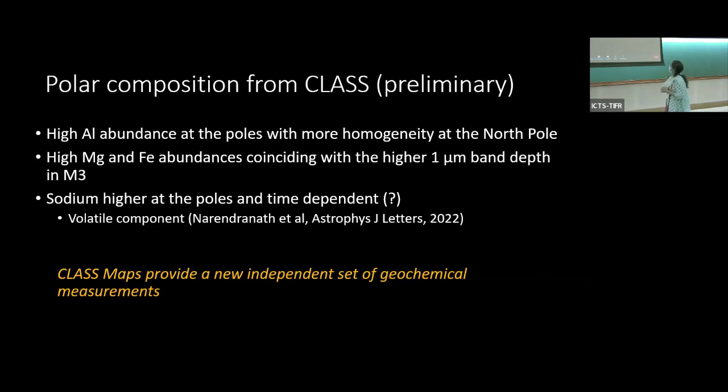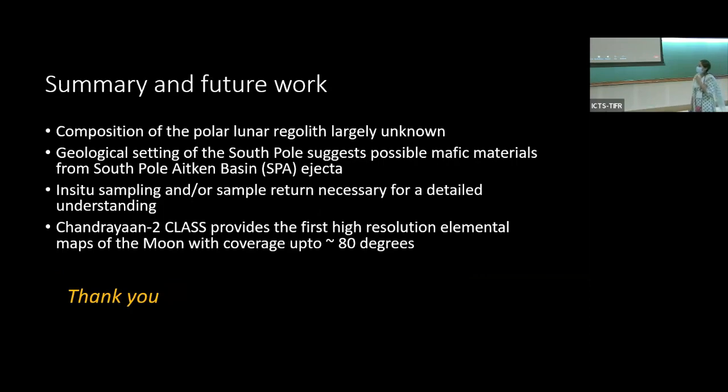So what we have, as a summary of the maps, is that there is high aluminum abundance at the poles, with more homogeneity at the North Pole than the South. High magnesium and iron abundances coincide with the higher 1 micron band depth in M3. Sodium is higher at the poles, and there is a time dependence, which shows that the volatile nature is evident here. These CLASS maps provide a new independent data set for geochemical measurements. And so I'll stop with the summary.